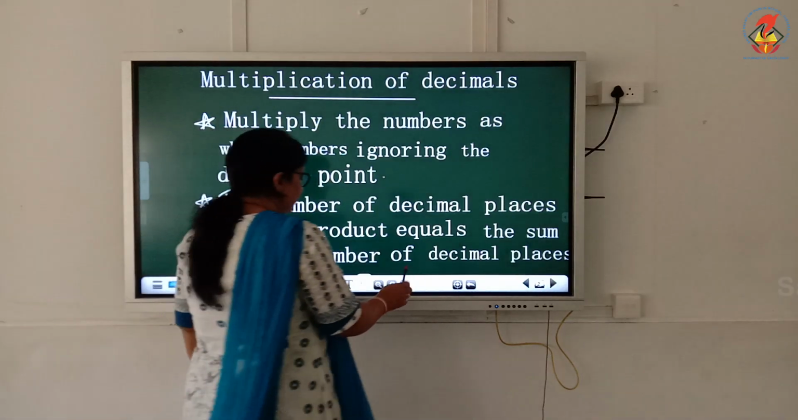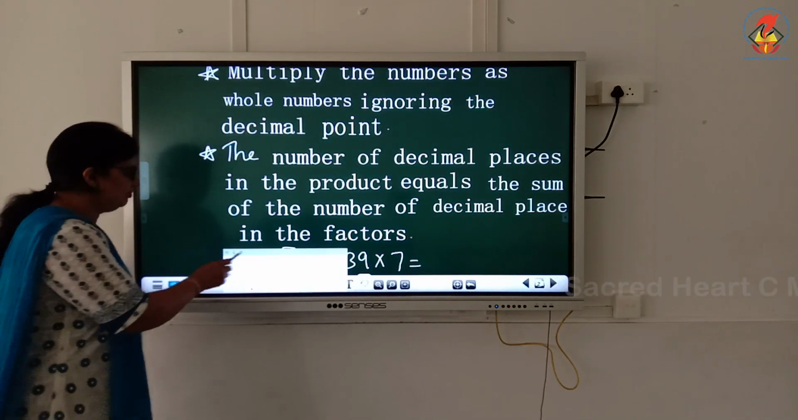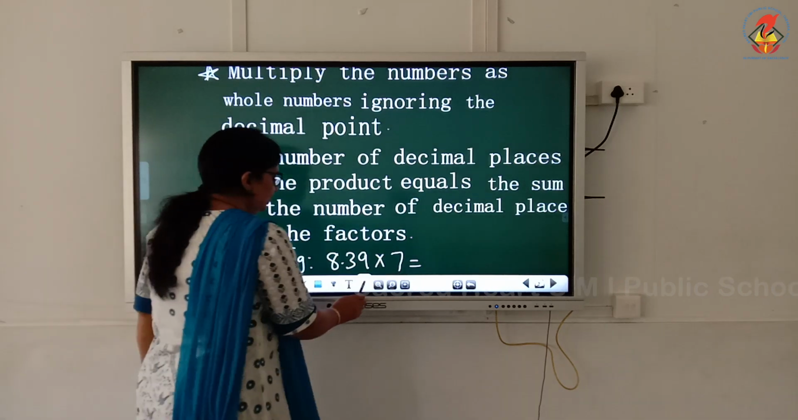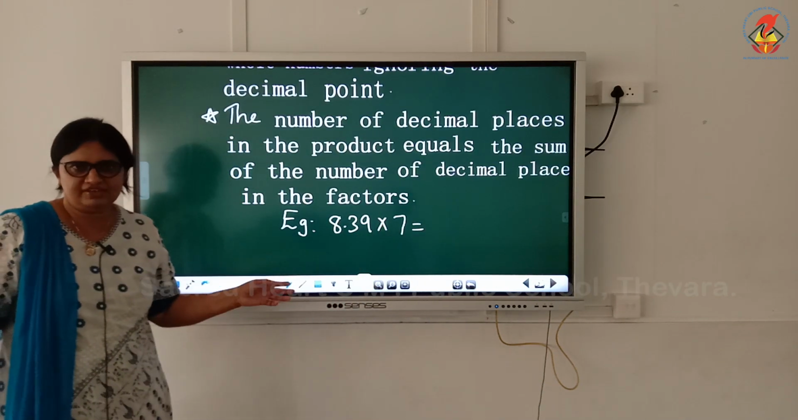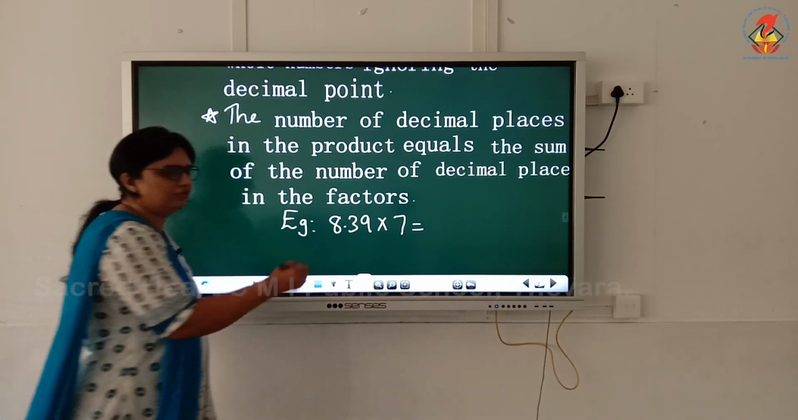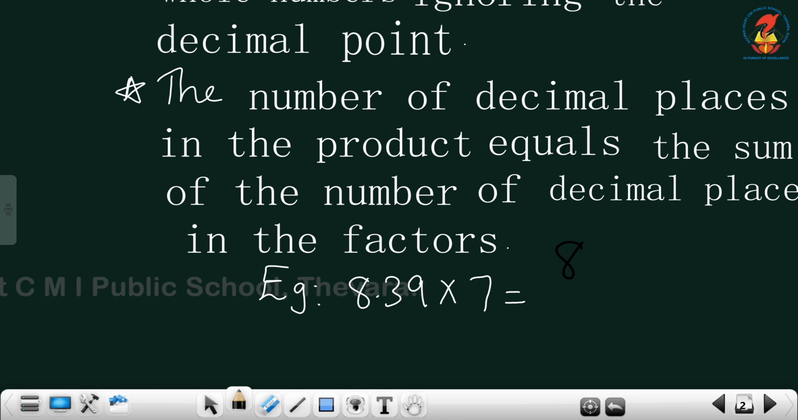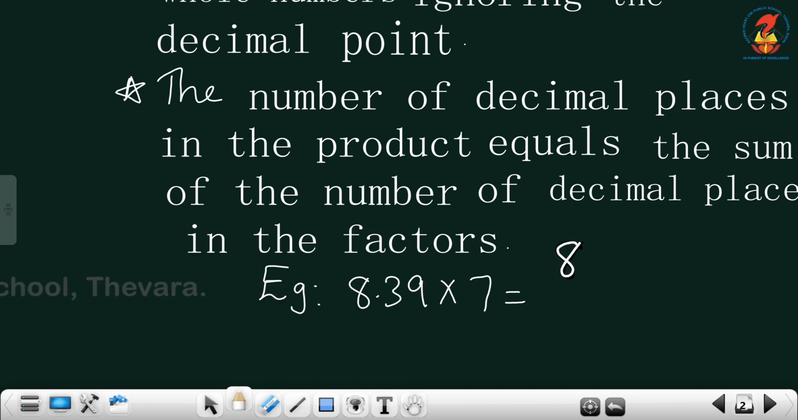Okay, and that I will show you. You know what factors are, right? The numbers that we use in multiplication are called factors. And I'll tell you, see, 8.39 into 7. I will give you one example, then you will understand. 8.39 into 7 only, right? Into 7.